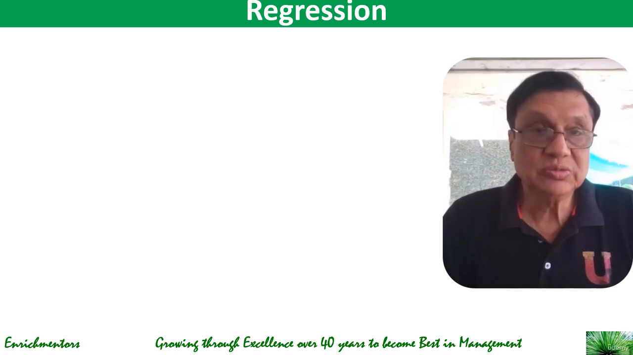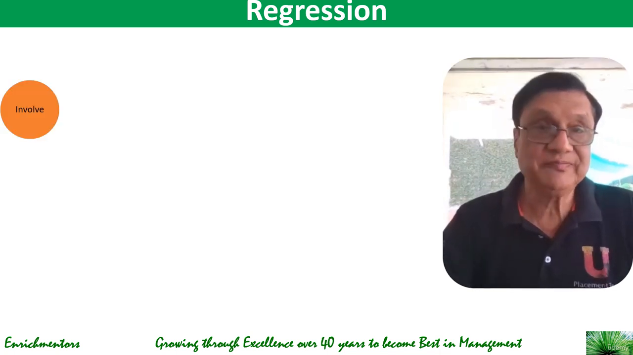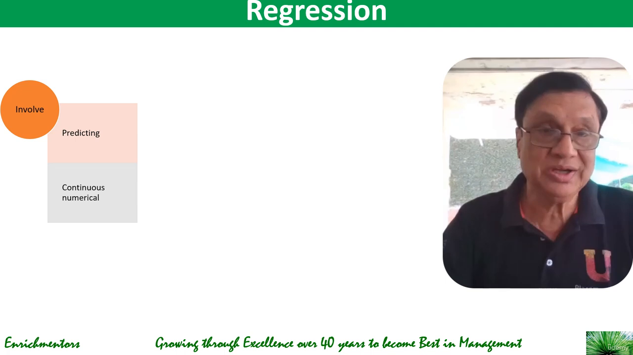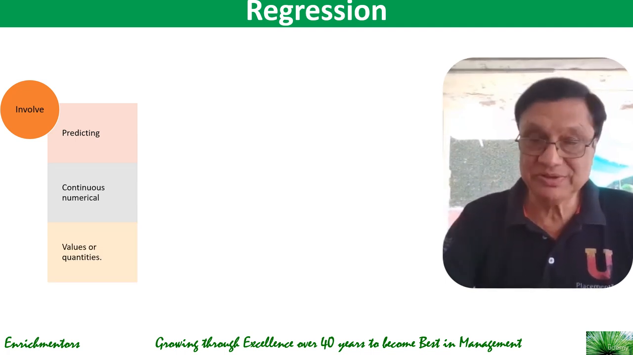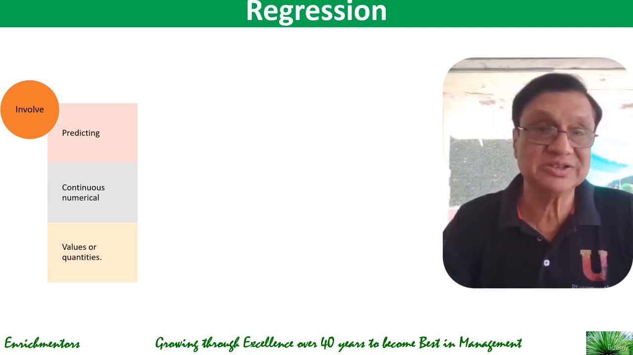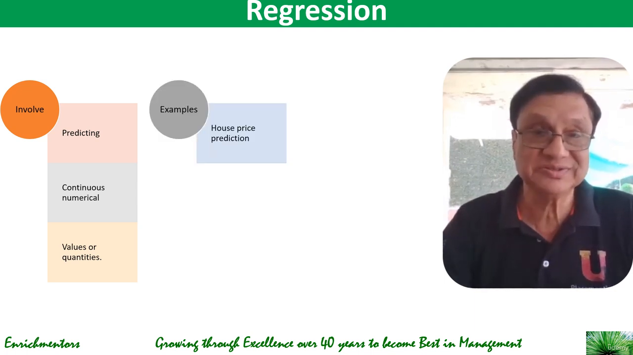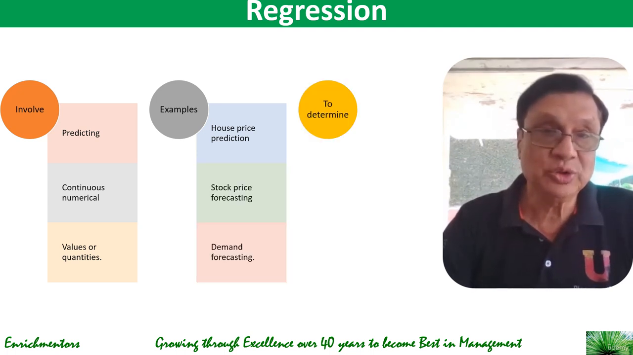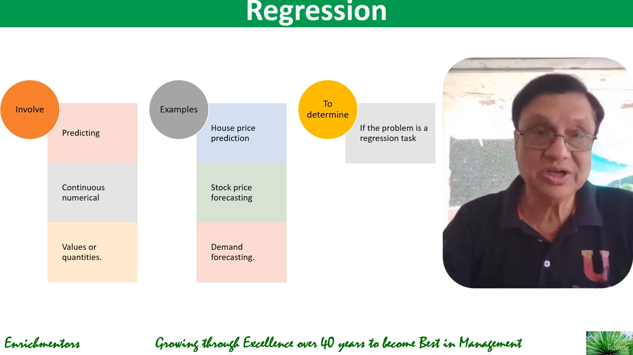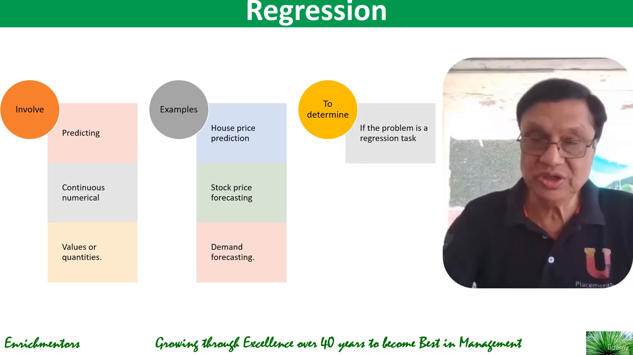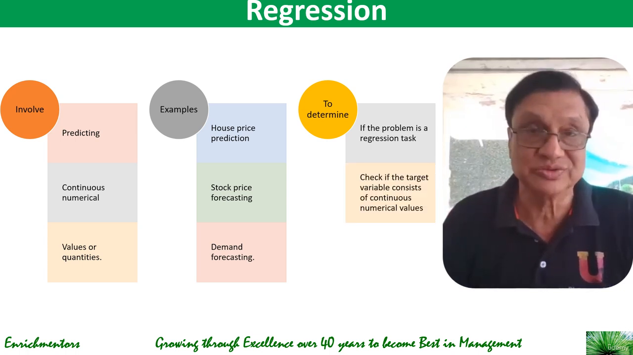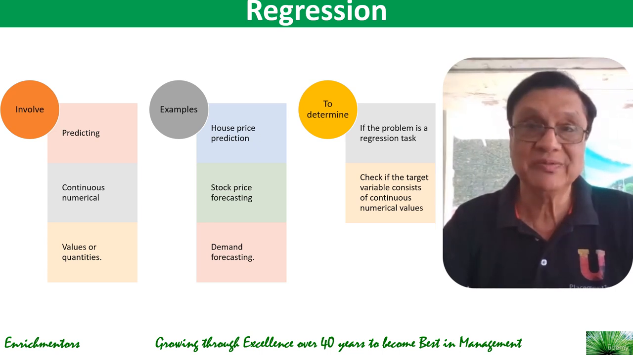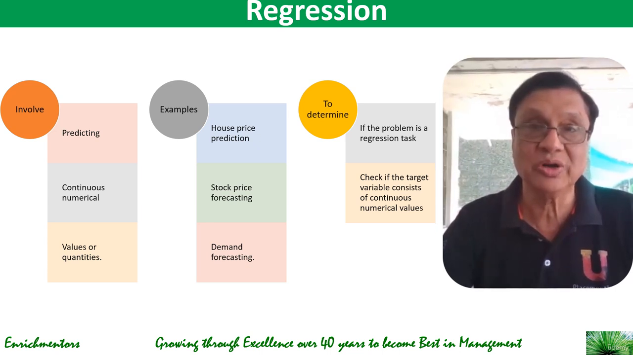So the regression tasks involve predicting continuous numerical quantities or values, right? Some examples you can correlate to are predicting housing prices, stock price forecasting, or demand forecasting. How can you determine if a problem is a regression task? What you need to do is to check if the target variable consists of continuous numerical values. That's how you can determine whether a particular output is of regression type or not.